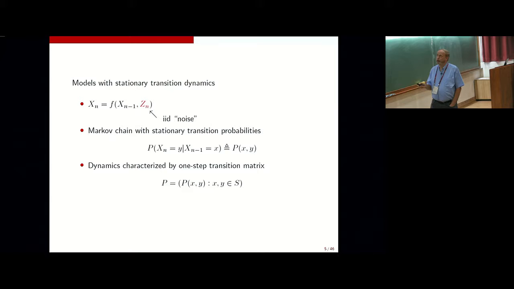Now in the world of discrete state space Markov chains, we can characterize the dynamics of the Markov chain through a matrix, through the transition matrix in particular, namely the one-step transition matrix, in which the (x,y) entry of that matrix is the probability of going from x to y in one time step. So the dynamics are then characterized by that matrix having as many rows and columns as states.